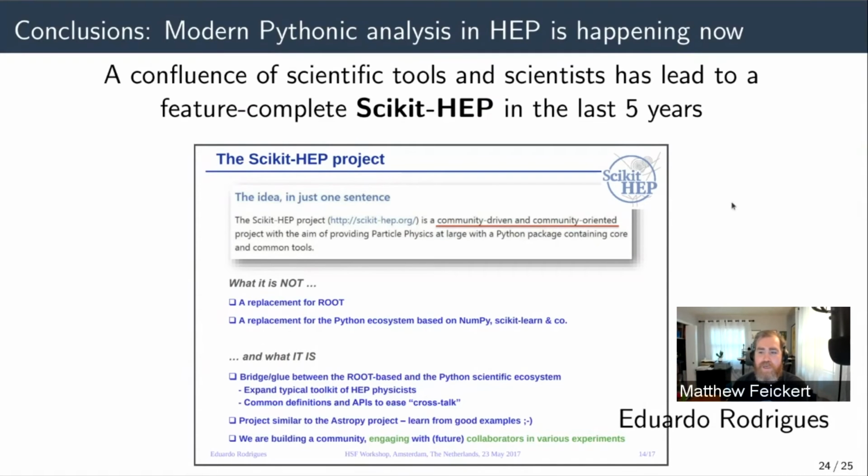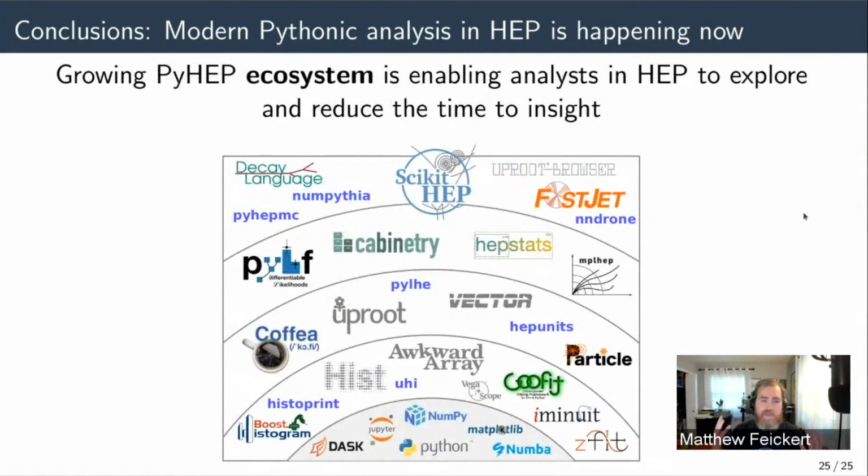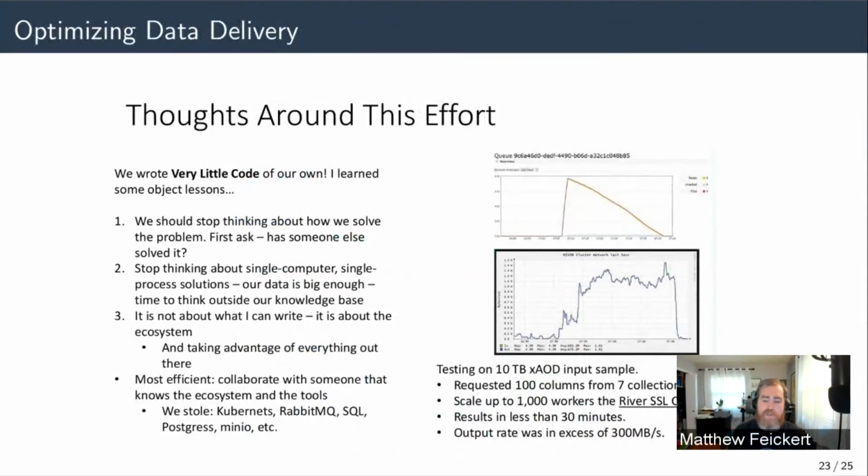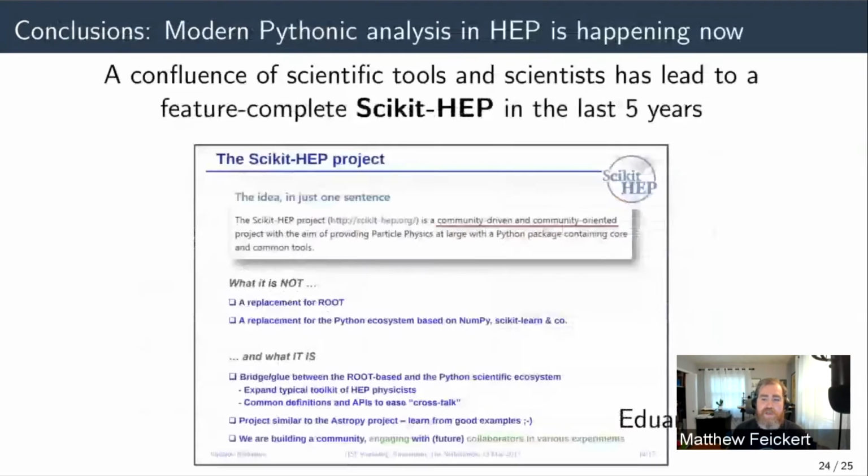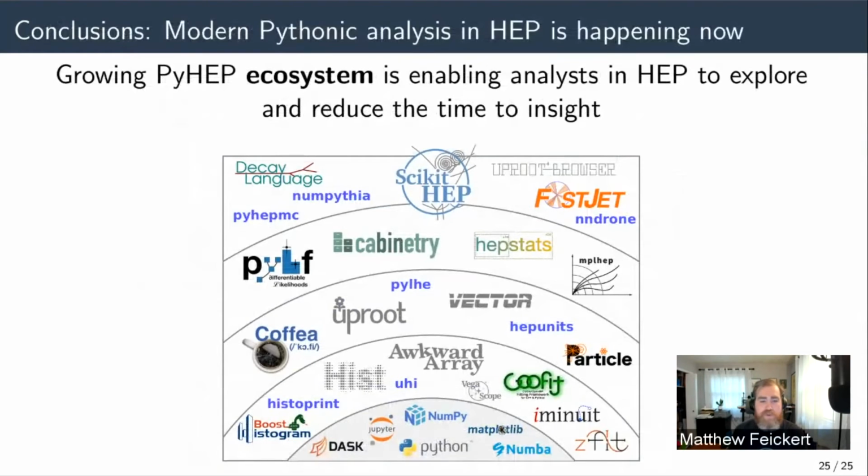And then on slide 25, we have this growing PyHEP ecosystem. We're really trying to make sure that it's enabling analysts in high energy physics to explore and reduce the time to insight. And I think that Gordon's example on slide 23 is a beautiful example of that, because as you mentioned beforehand, this is something that would literally take weeks. And now this is something that you could essentially say is a long coffee break, right? So this is truly, for our field, pretty revolutionary.